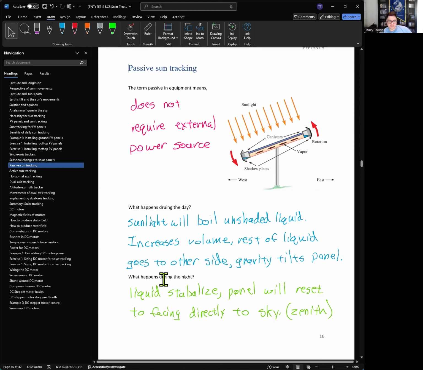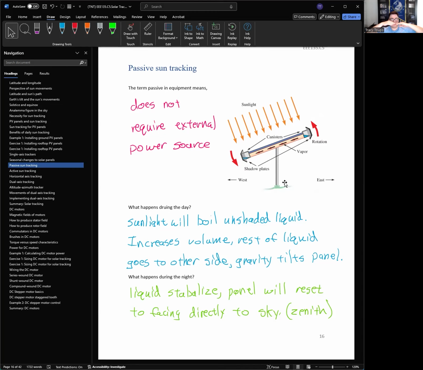Now, what happens at night? At night, there's no more sun. The liquid will stabilize to where you'll have a 50-50 distribution for liquid, and then it'll kind of be flat in the middle at the sunlight. So, sorry, at night, it will turn flat.